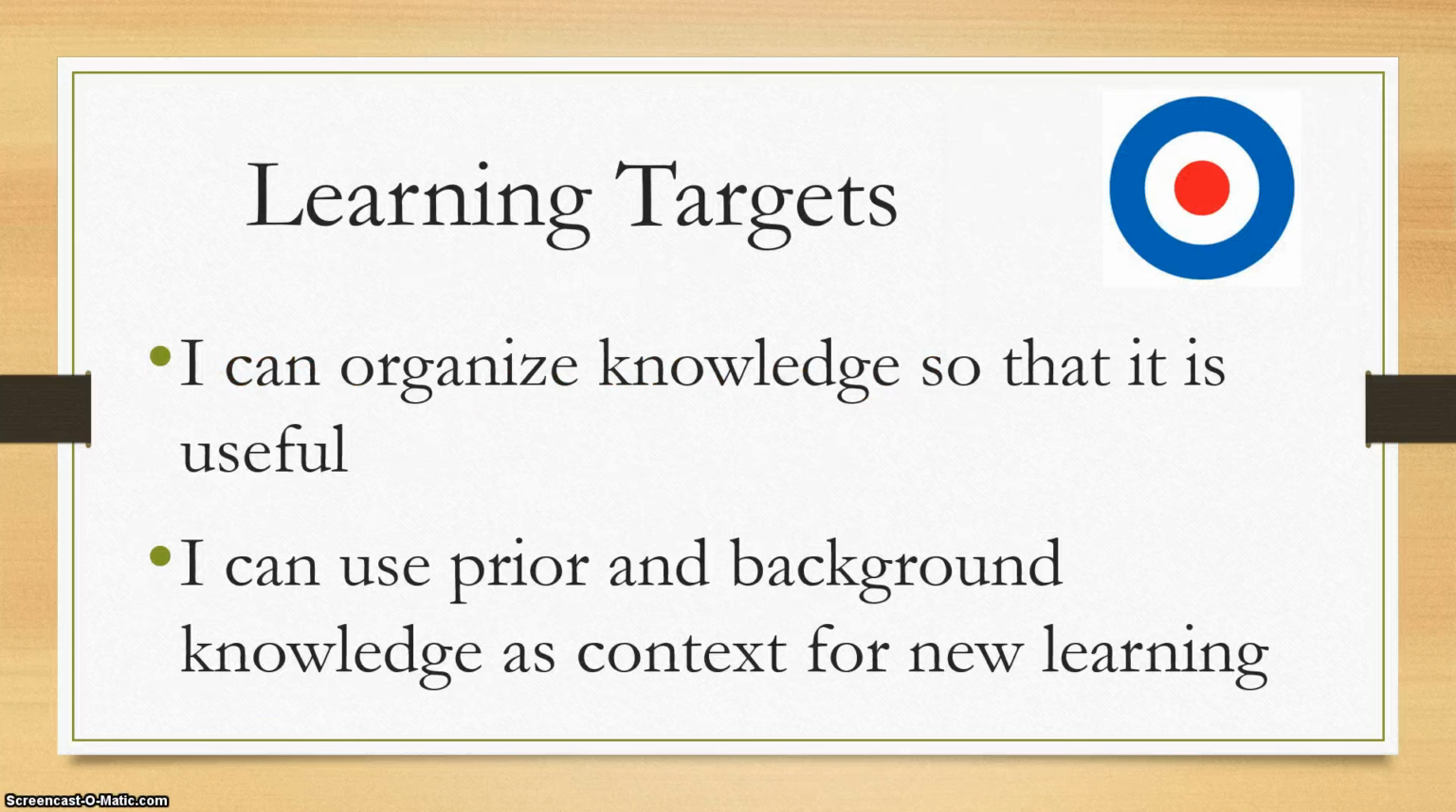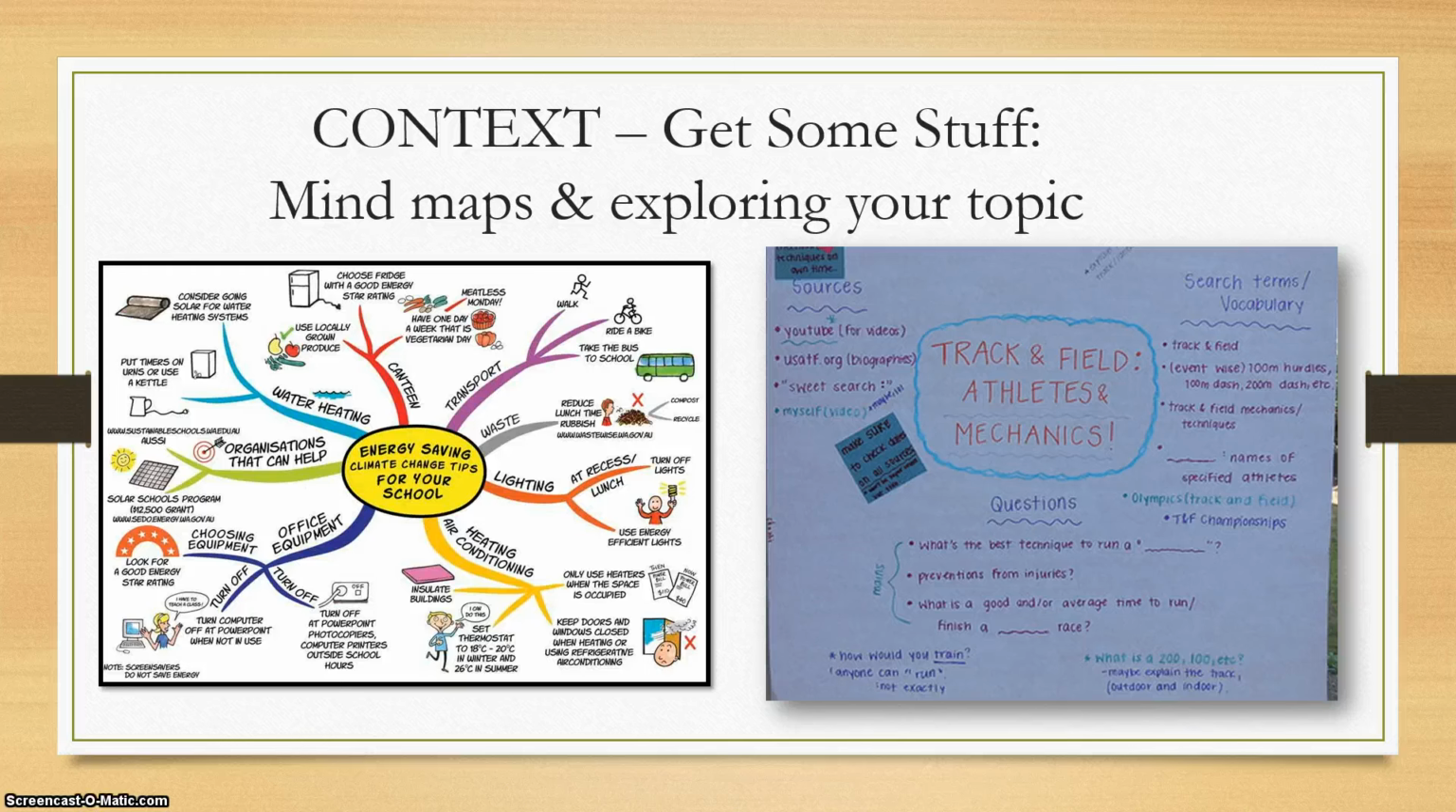I have some learning targets for you for our first library session together. One is that you can organize knowledge so that it's useful. Another is that you can use prior and background knowledge, also known as context, for new learning. You're going to take the knowledge that you get and start to find your way towards creating new knowledge. These are the skills that we want you to walk away from, and hopefully we'll give you the tools to do that.